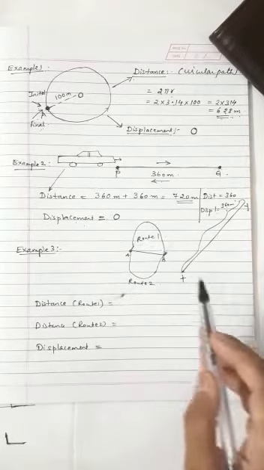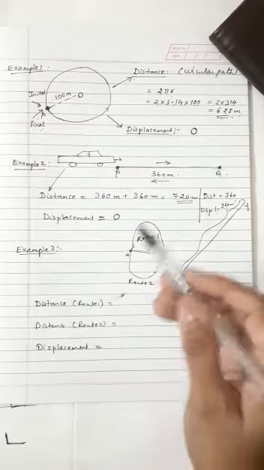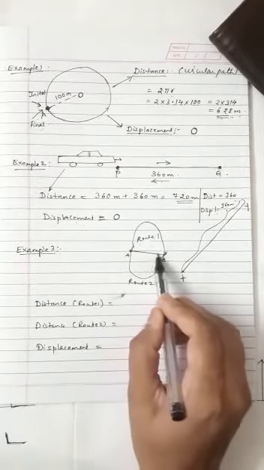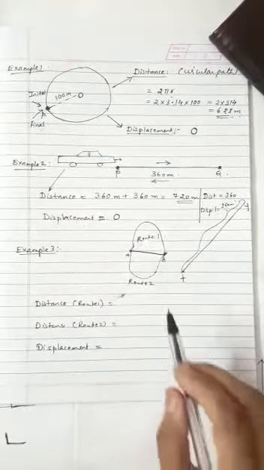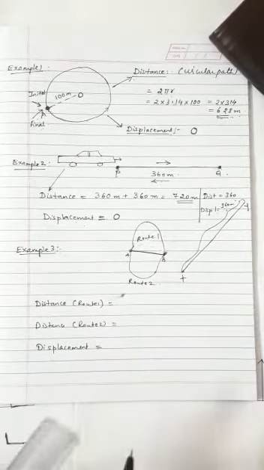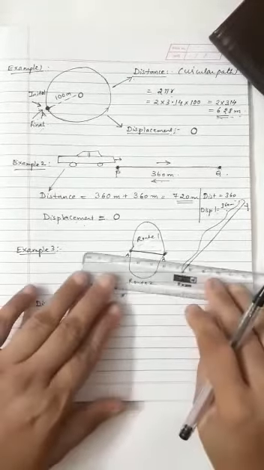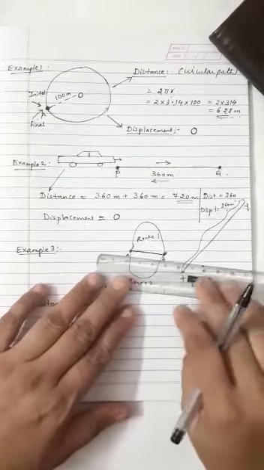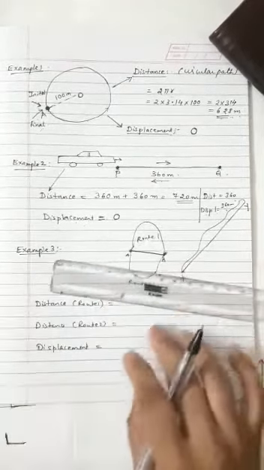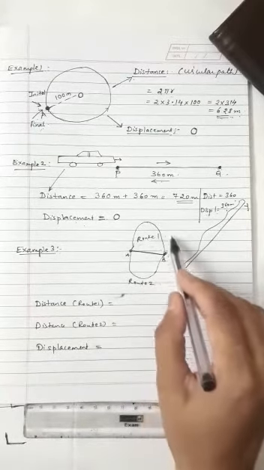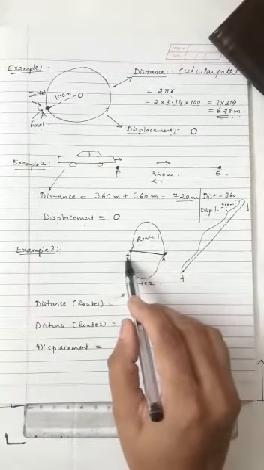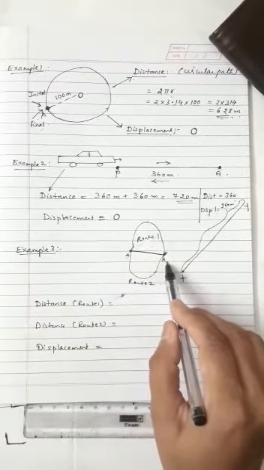Now coming to the third example, children. It is not necessary that the distance between any 2 points is always linear. Like when it is linear, it is very easy to just take a scale and to just place over it and to measure and count, right?